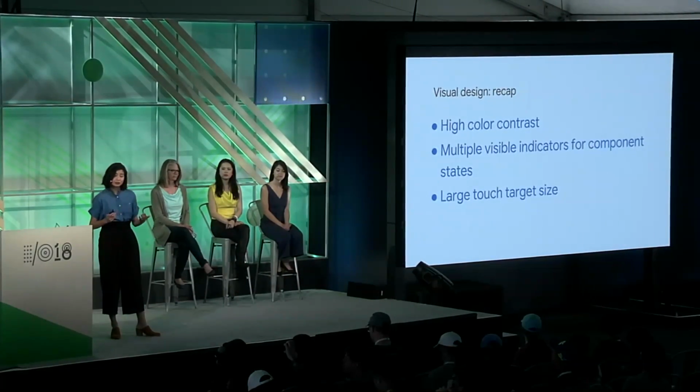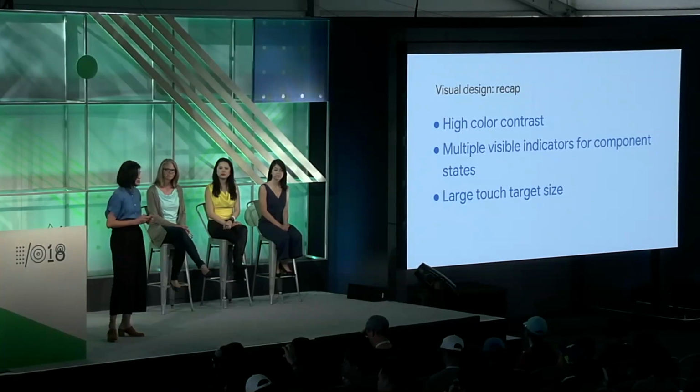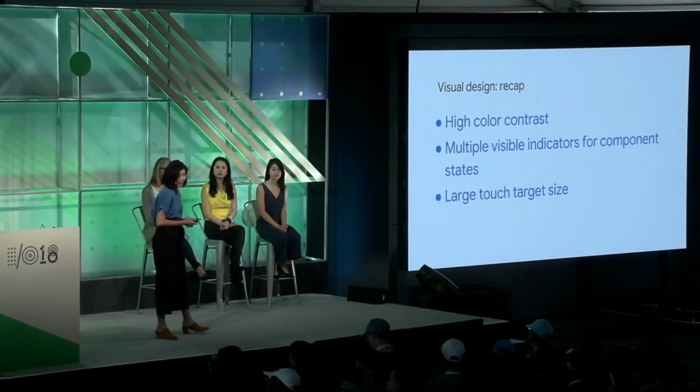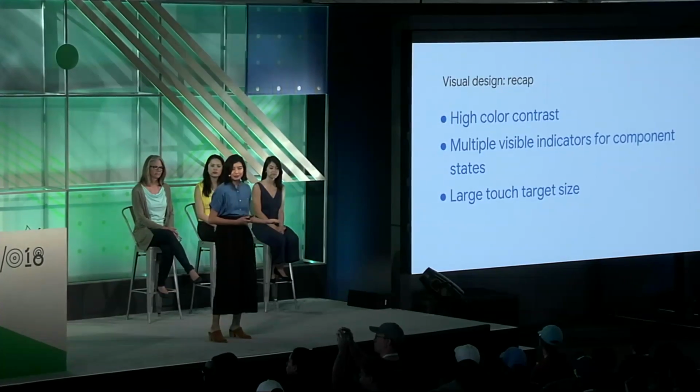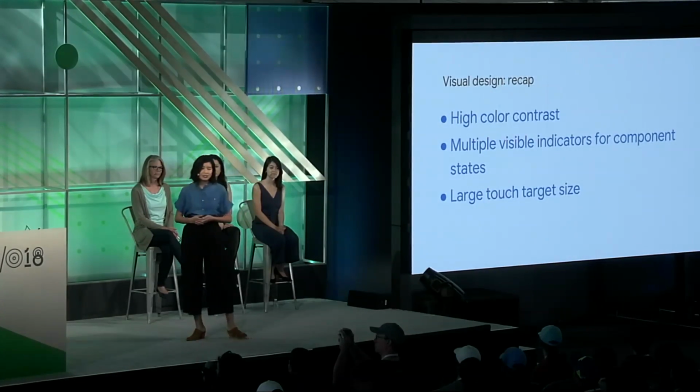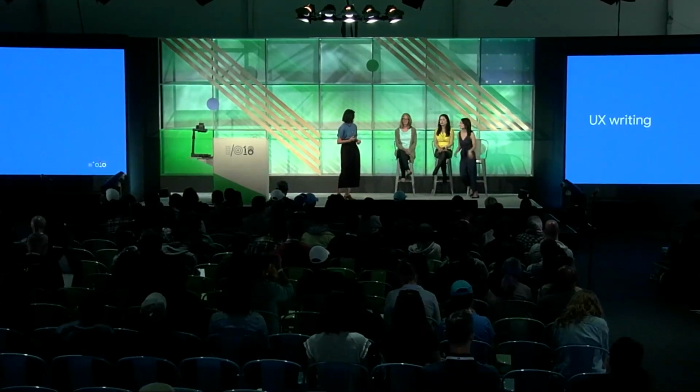So when you're doing your visual design, when keeping it accessible, make sure that you have high color contrast, make sure that you have multiple visible indicators for any important component states, and lastly, make sure that your touch target sizes are going to be large enough for people to actually reach. Back over to Catherine.